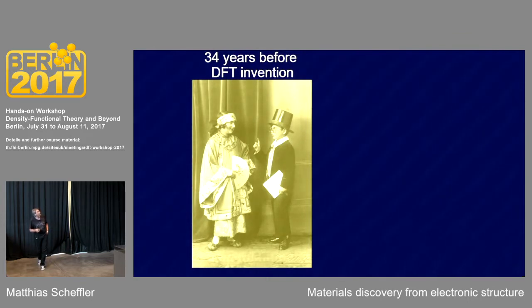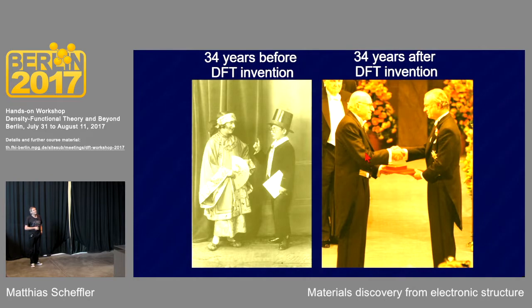Anyhow, I also have a nice symmetry type of picture about Walter Kohn. Walter Kohn was born in Vienna, and here you see him at a theater play with his sister. This is Walter, this is his sister, and he is playing a person called Professor Nixwisser, meaning Professor Know-Nothing. This was 34 years before the DFT invention, and this was 34 years after DFT. So this is Walter, and this is the King of Sweden. I felt the symmetry is nice in how things really change.